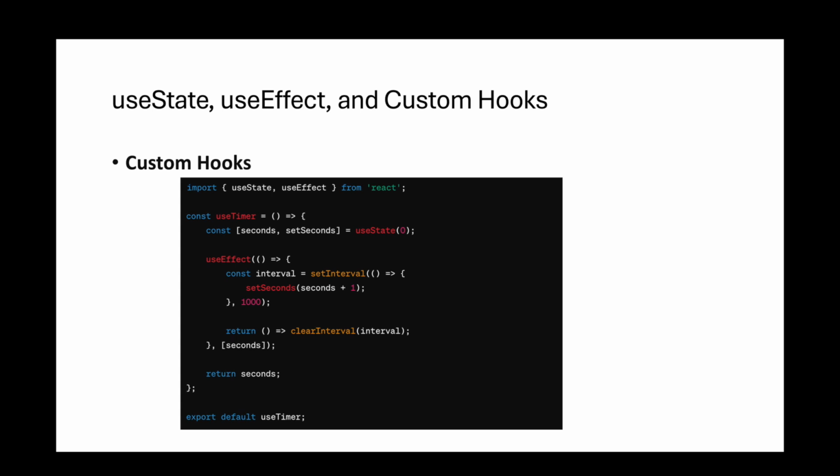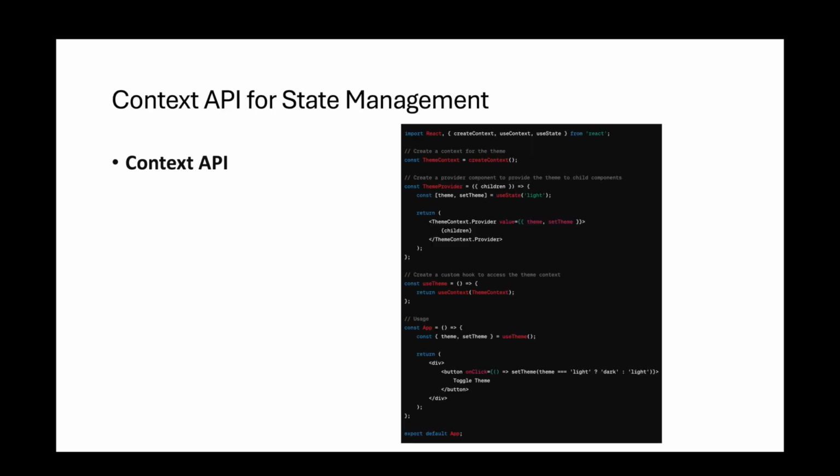Example: import { useState, useEffect } from 'react'; const useTimer = () => { const [seconds, setSeconds] = useState(0); useEffect(() => { const interval = setInterval(() => setSeconds(seconds + 1), 1000); return () => clearInterval(interval); }); return seconds; }; export default useTimer. Context API for state management.